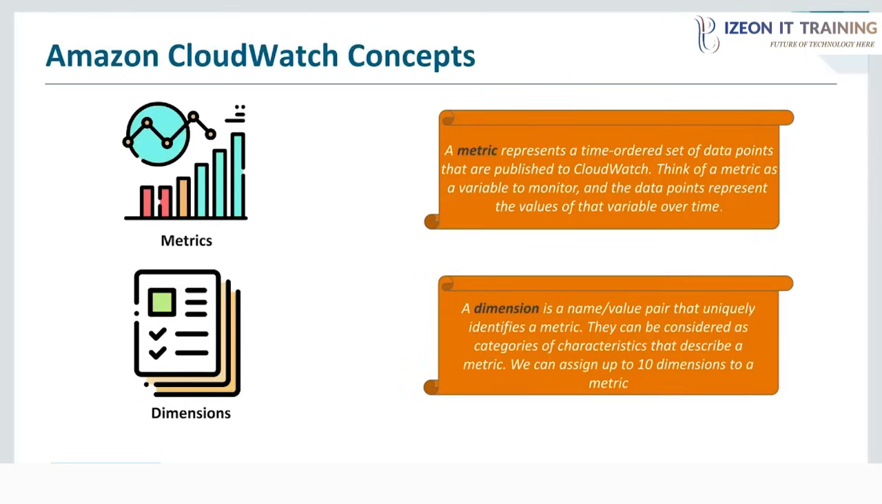Next we have dimensions. Let's consider the same variables x, y, and z. Previously you had created a table which has values of x with respect to y. Now let's create another table which has values of x with respect to z. So basically we have two tables which describe the same variable x but from two different perspectives. These are nothing but dimensions. So basically a dimension is a name value pair that uniquely identifies a metric. And Amazon CloudWatch allows you to assign up to 10 dimensions to a metric.